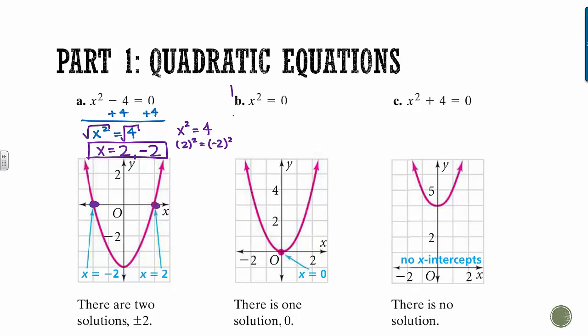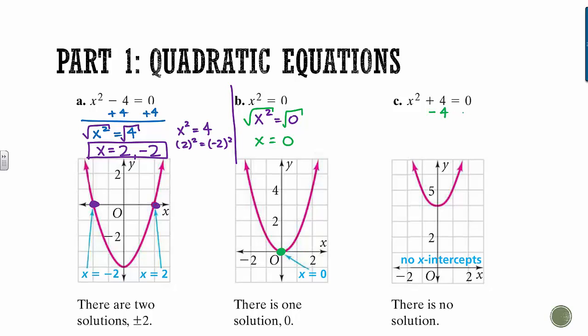But in an equation like the next one where x squared equals 0, if I wanted to solve that, all I have to do is take the square root of both sides, and I get x equals 0. There's no positive 0 or negative 0, so there's just one solution, and it's right there where it crosses the x-axis. And then sometimes you're going to get equations like this.